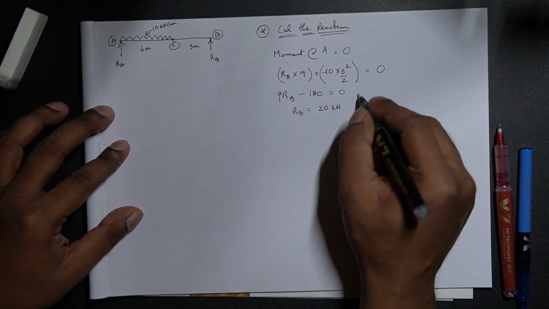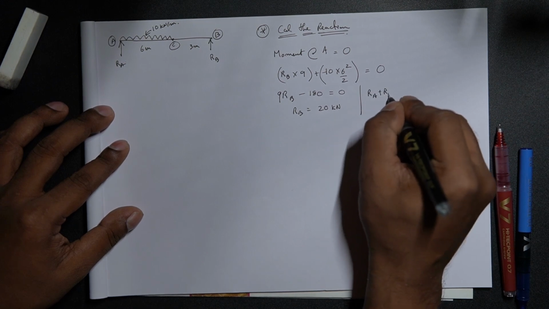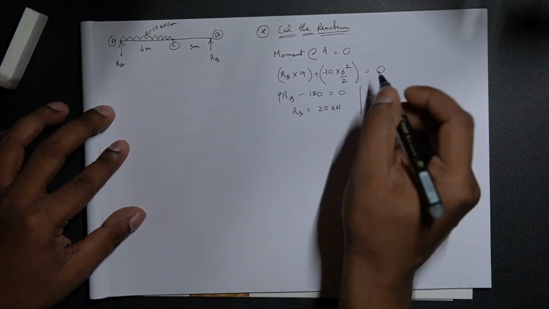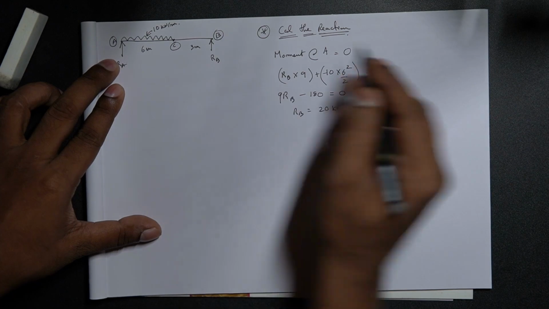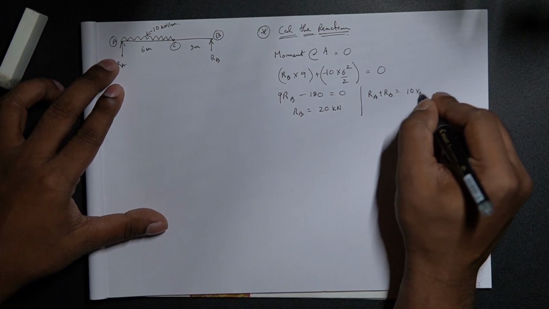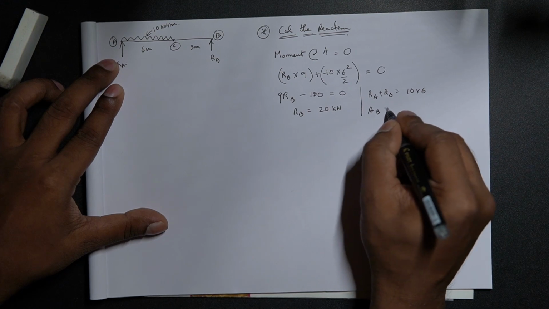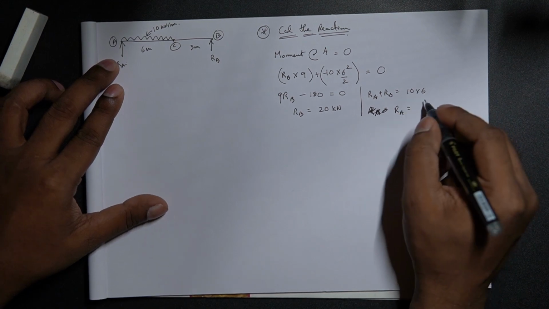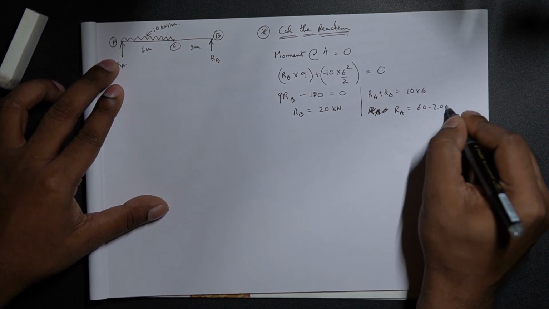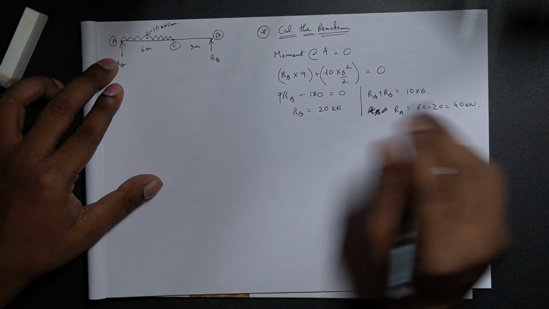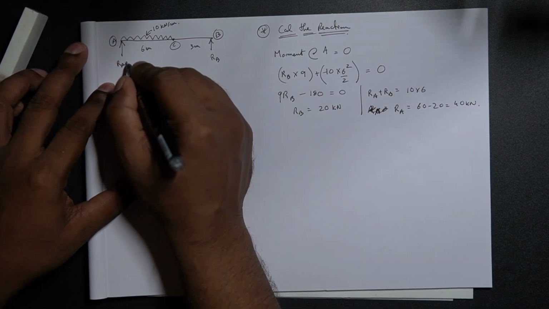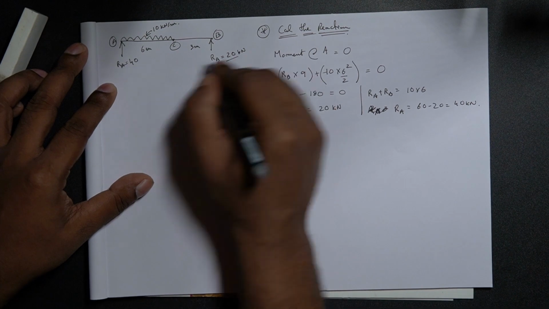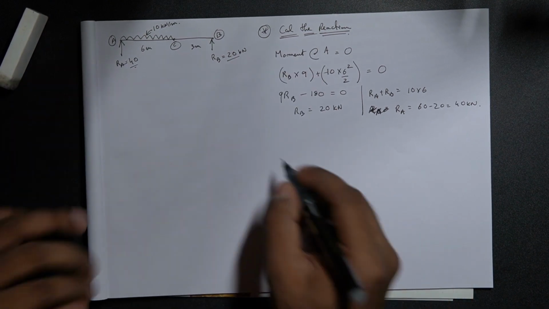And similarly RA plus RB should be equal to whatever load that is happening from the top, that is 10 into 6, we are multiplying the UDL times its total run, so that is 10 into 6, that is 60. So RA should be equal to 60 minus 20, that would be 40 kilonewtons acting at the bottom. RA is equal to 40 and RB is equal to 20. Now let's calculate the shear forces.